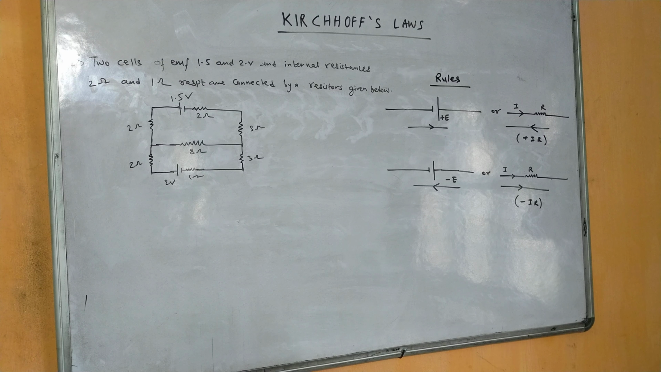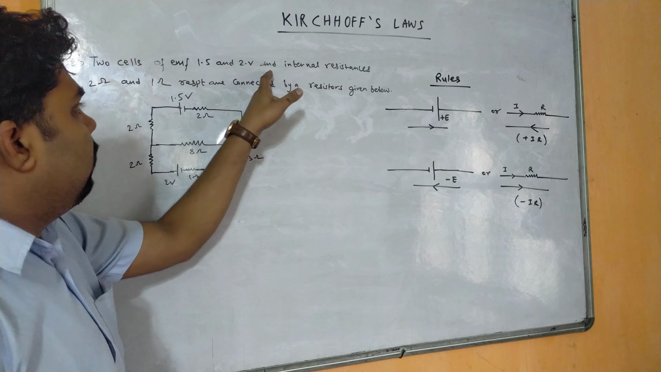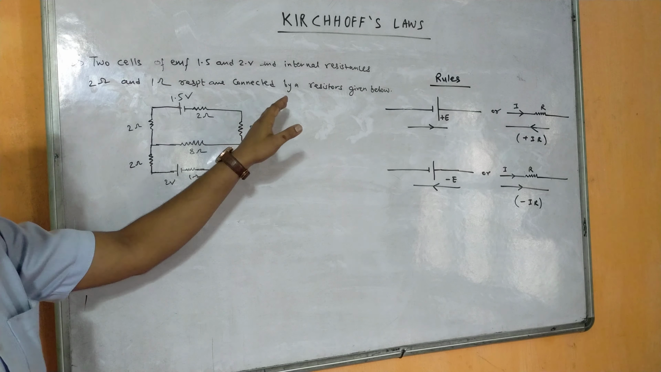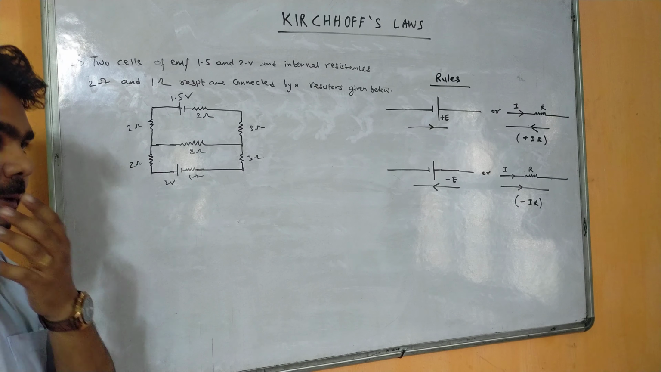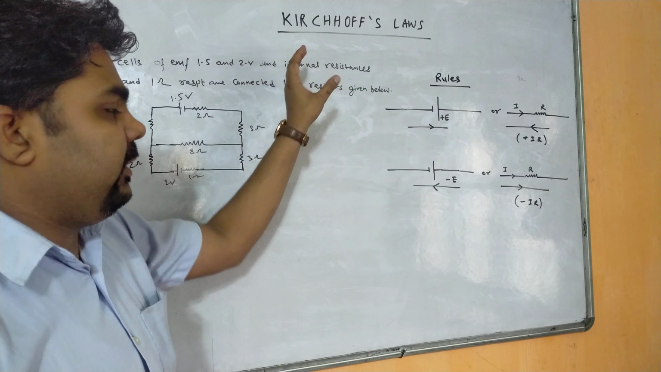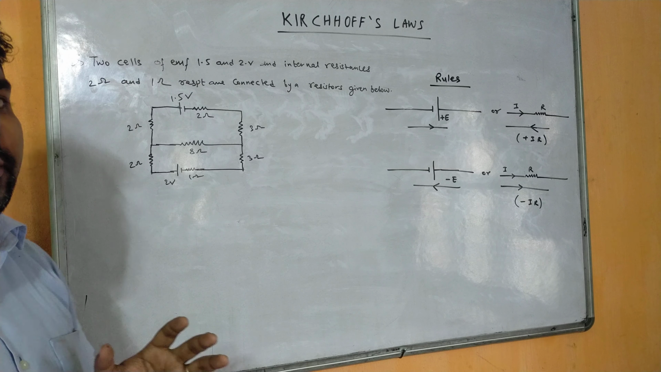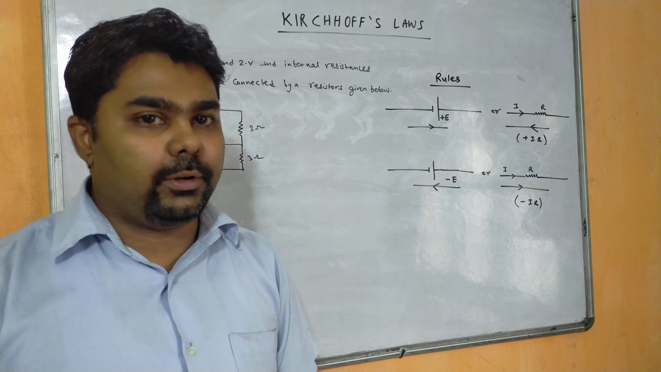On the screen you can see I have noted down one question. Two cells of EMF 1.5 and 2 volt and internal resistance 2 ohm and 1 ohm respectively are connected by the resistors given below. That means the question is in a statement and we need to read the statement and draw the circuit, or in some cases the circuit is already given, right?